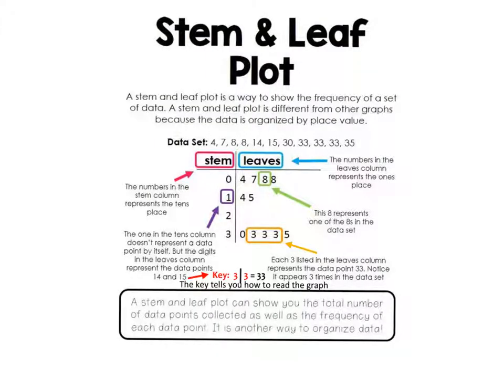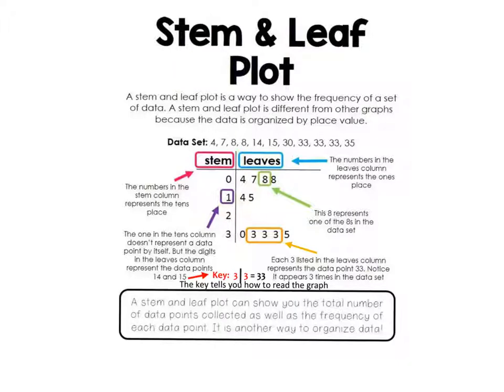Here's an example of a stem and leaf plot. Now I've highlighted a few very important features. You can see that I've highlighted the words stem and leaves. The stem represents the tens place, while the leaves represents the ones place. So you can see the 8 that I have inside a green box represents the number 8: 0 tens under stems, 8 ones under leaves. And in fact, we can see the number 8 shows up twice in this set.